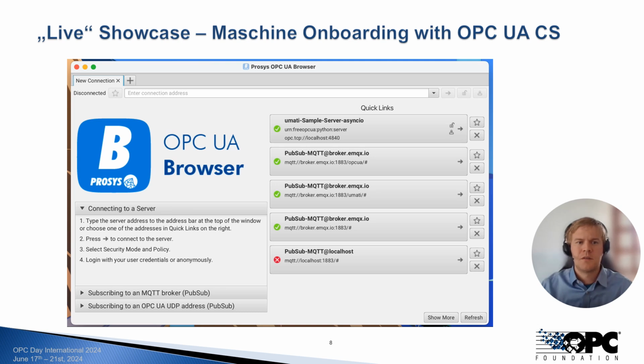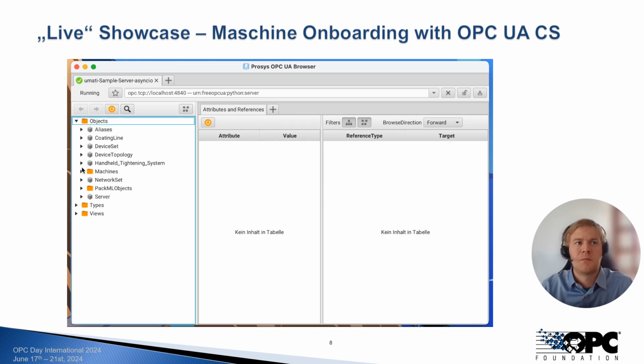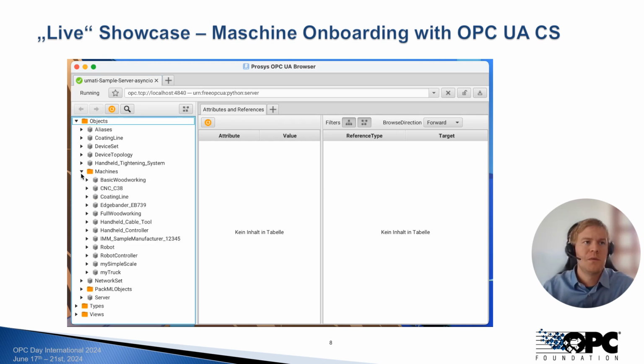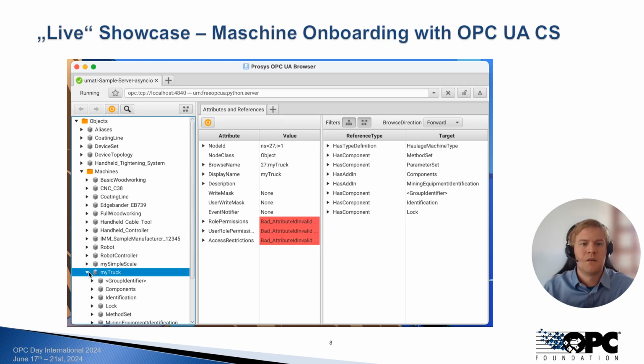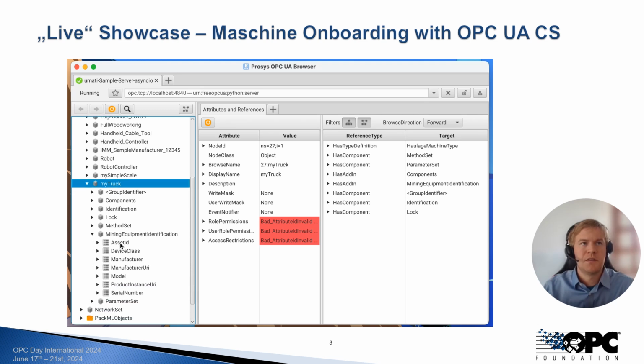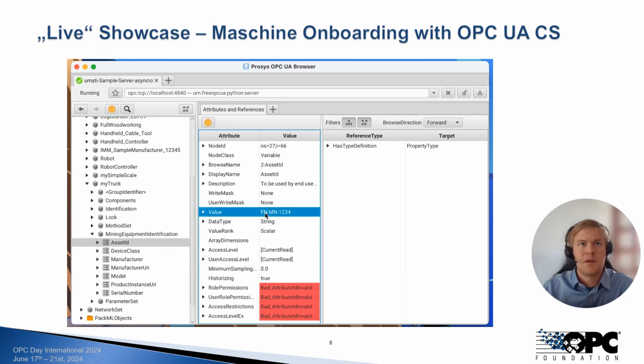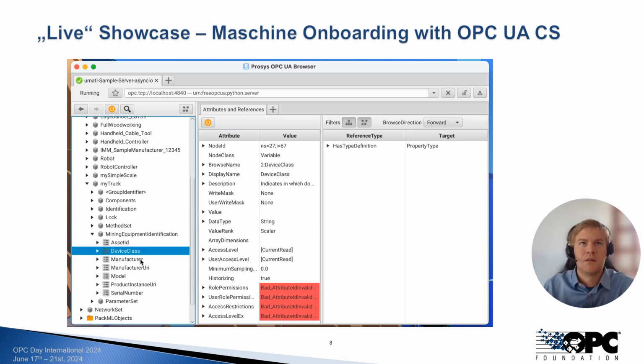Let's first look at an example of an OPC UA server that has implemented the specification. Here we see a machines folder from the machinery type, and there is our my truck, which implements the haulage machine type. This contains here our machine equipment identification, which is the basic building block for machinery. This has, for example, the asset ID, in our case here a German nameplate, the manufacturer ID and the model.